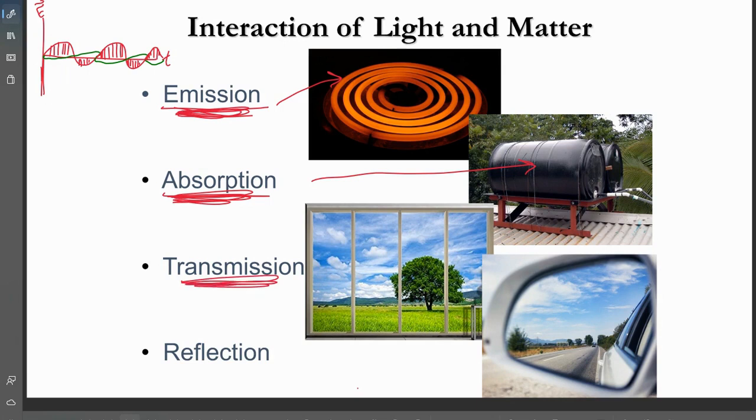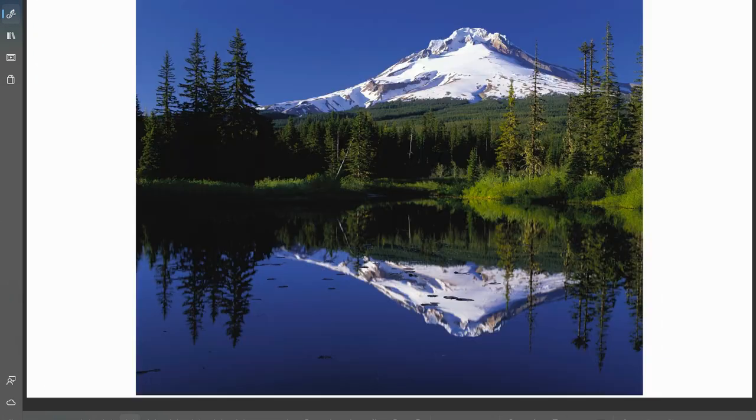When things transmit, that's when light just moves through. And then reflection is when we see something that we are not looking at directly, but is reflected off of a surface. You use those probably every day with a mirror in the morning. All right, so there are the four things that can happen when electromagnetic waves interact with matter.